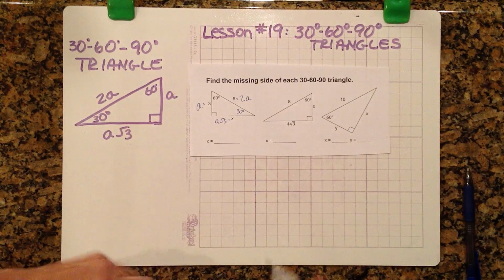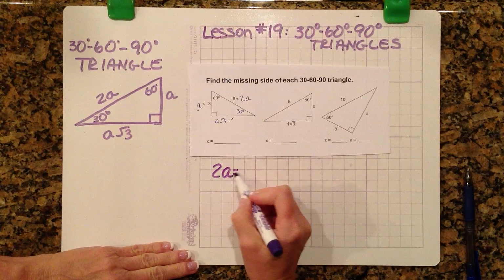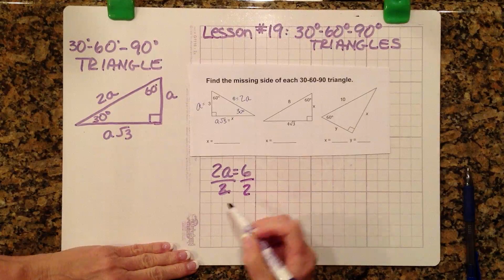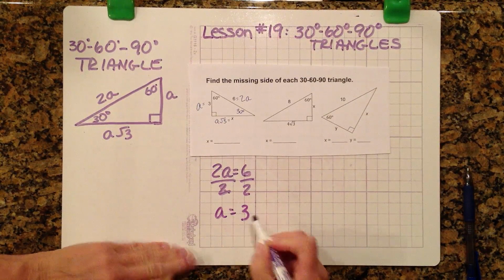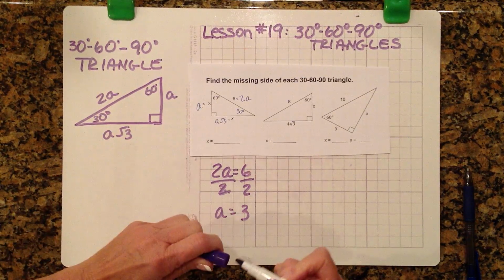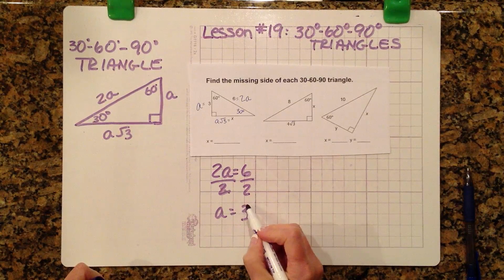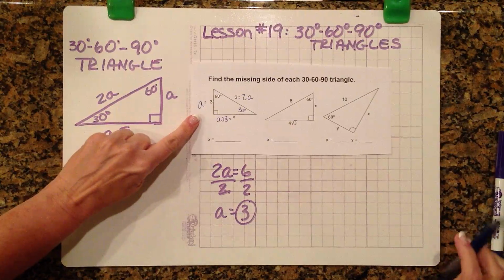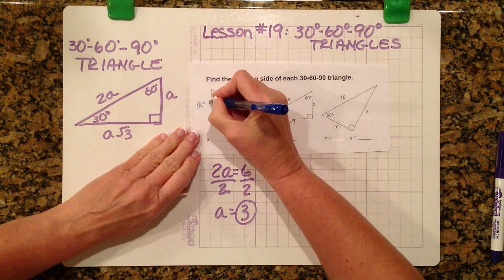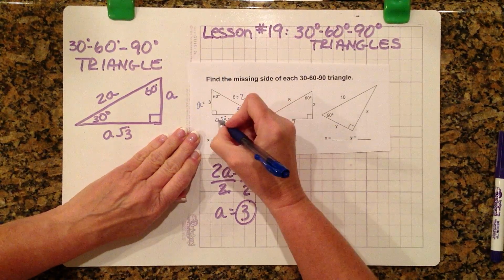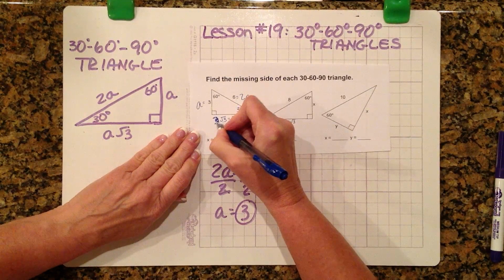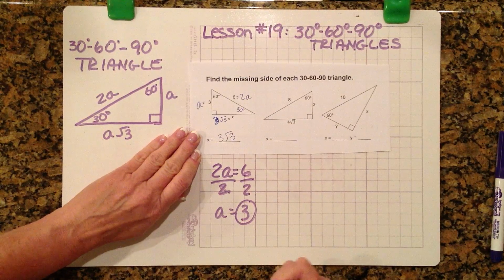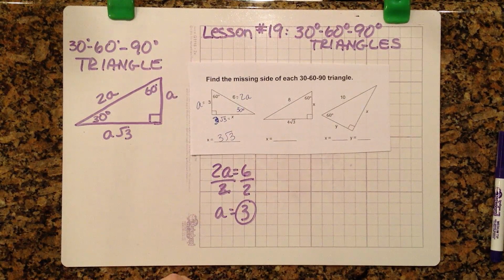So let's solve for that. I can say 2A is equal to 6. Let's do a little divide by 2, and I get A is equal to 3. So my A value here is 3. So everywhere I see an A, I'm going to put the number 3 there. Okay, there's one right there. That's 3. And then this one is going to be 3 square root of 3. So 3 square root of 3 is the length of that missing side.